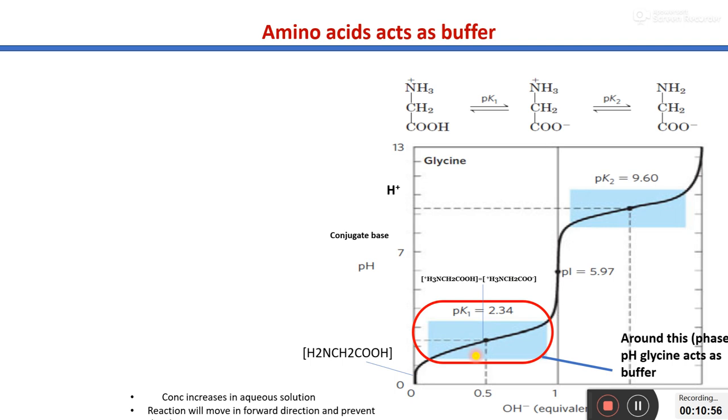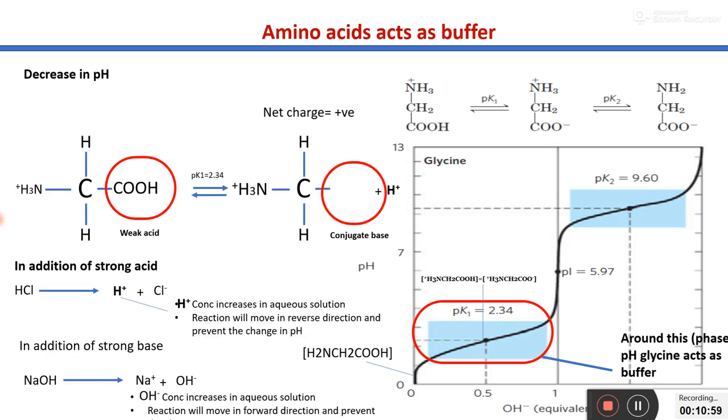like HCl, first HCl will split into H plus and Cl minus, and by this the H plus ion concentration has increased. So to maintain the H plus concentration, this reaction will proceed in the reverse direction, and in this way, at this region, the equal concentration of weak acid and its conjugate base will resist any change in pH in response to the addition of a small amount of strong acid. So this region generally shows the buffering region, right?